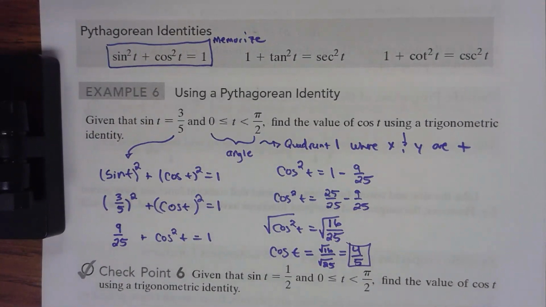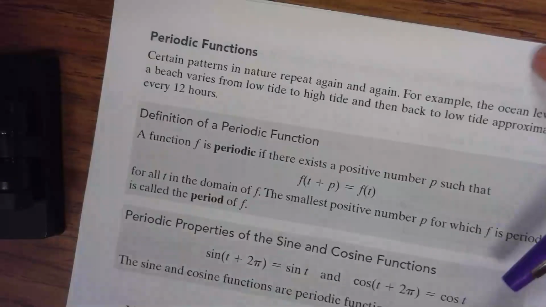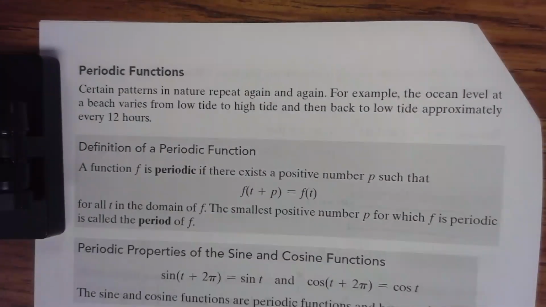All right, again, we're going to skip this checkpoint and get to our last properties. There's a lot of information here. We'll just kind of talk through it real quick. And this is actually going to be something we focus on as we start to graph these functions.